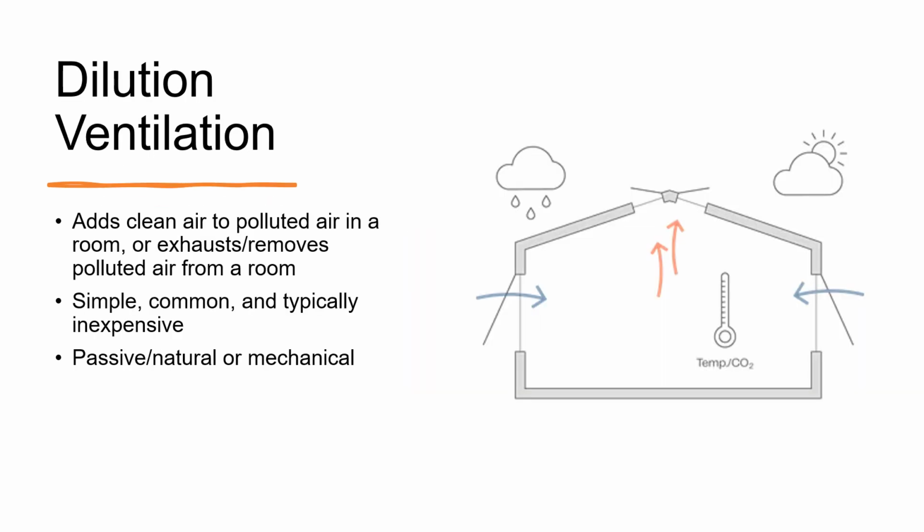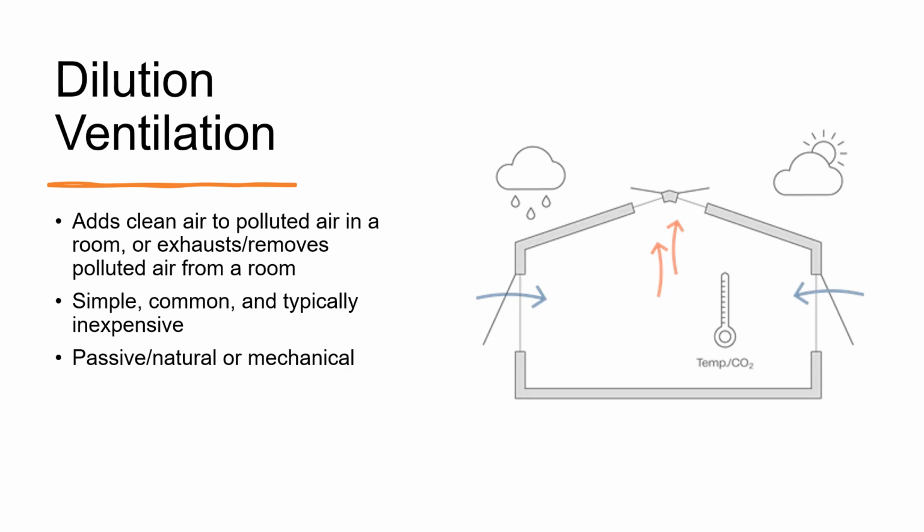First, we're going to discuss dilution ventilation. So dilution ventilation is a method that adds clean air to polluted air in the room, or it exhausts or removes polluted air from the room. This is the simplest and most common form of ventilation control, and it can be achieved by either natural or passive methods or mechanical methods, or a combination of the two.